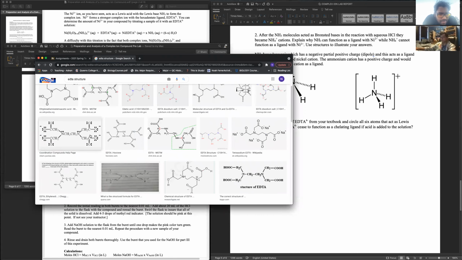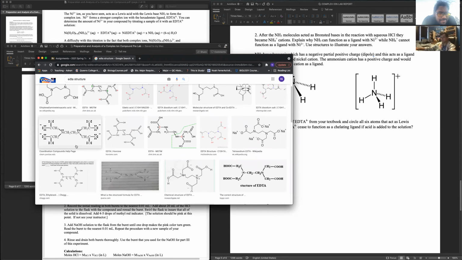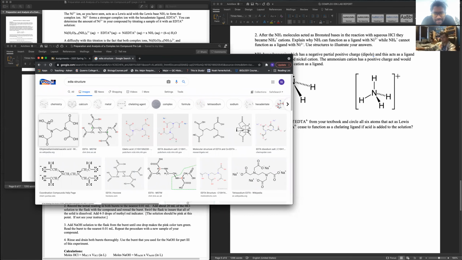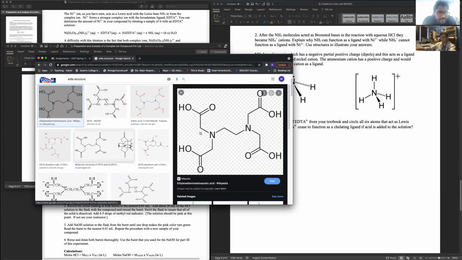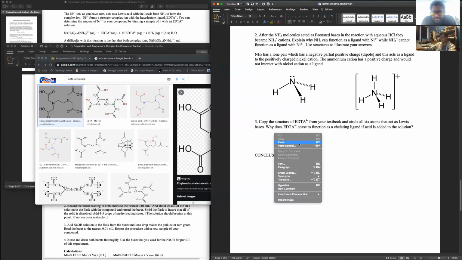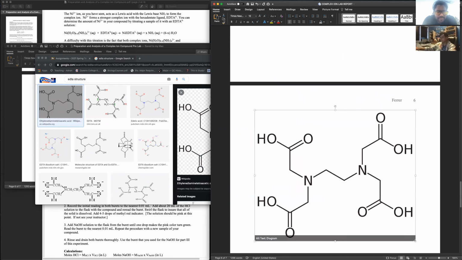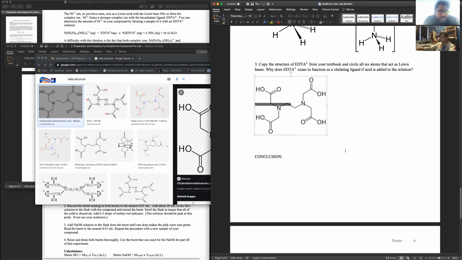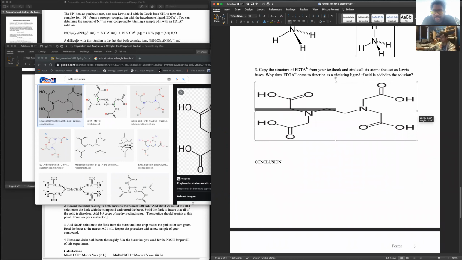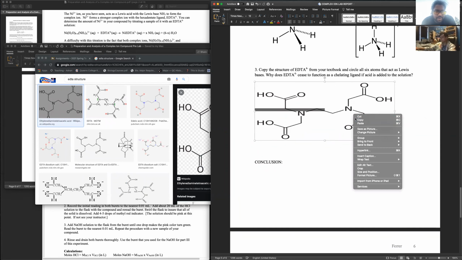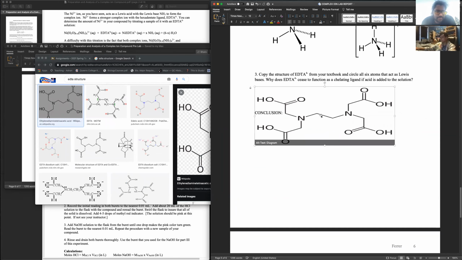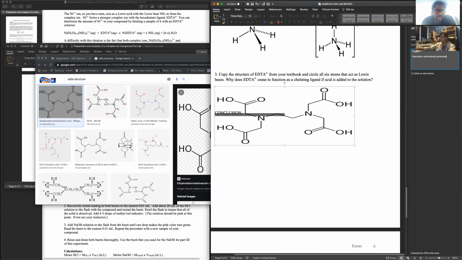Yeah. So you could use this one? Or this one? I like the one on the top left. This one? Yeah. This one? Mm-hmm. Because that's how I would draw it. So now the atoms that act as Lewis bases. So a Lewis base is basically an electron pair donor. So you're just going to circle the things.